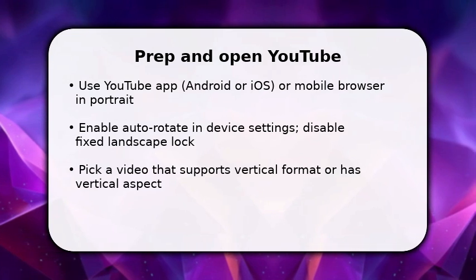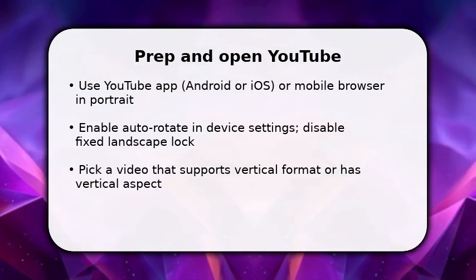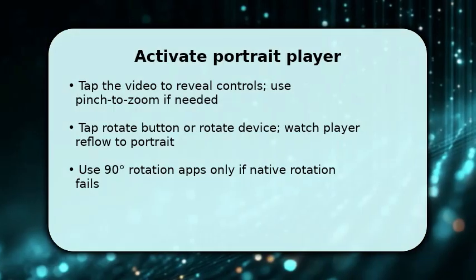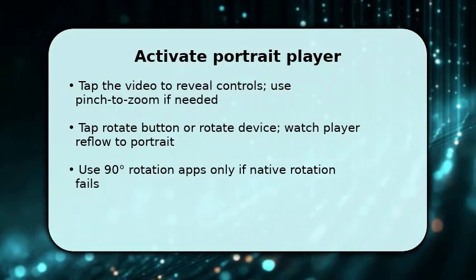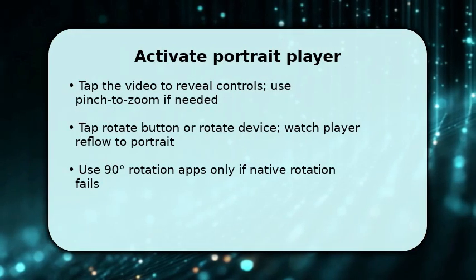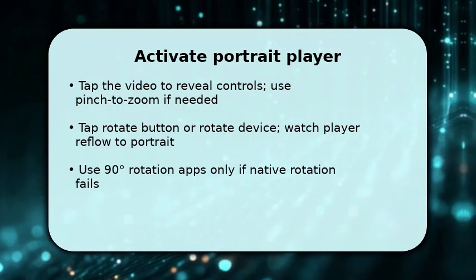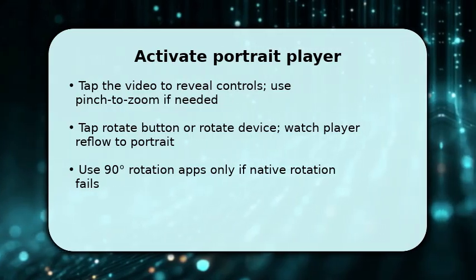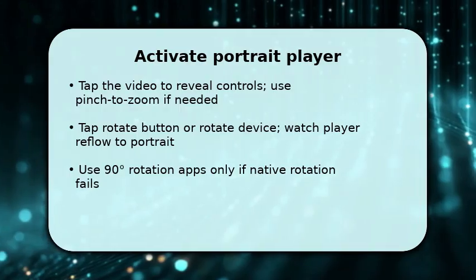Now tap the video to reveal controls and try a gentle pinch to zoom to fill the screen. This often switches aspect behavior. If the app shows a rotate icon, tap it. Otherwise, physically rotate your device and let auto-rotate reflow the player into portrait.